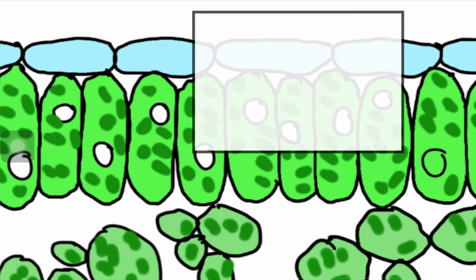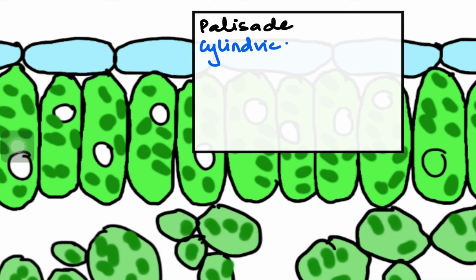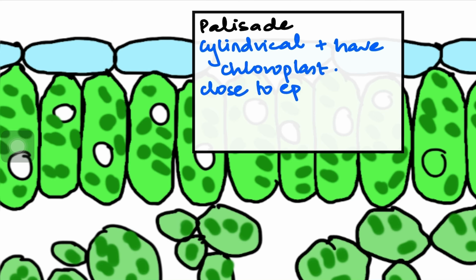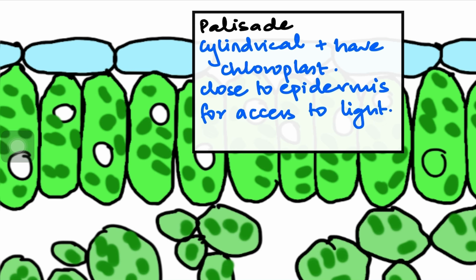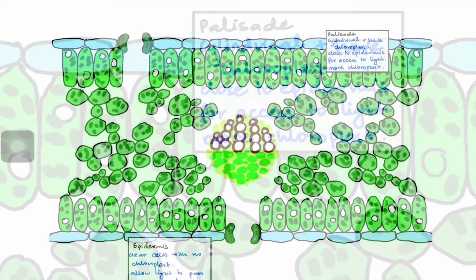Let's talk about these cylindrical cells, which are known as the palisade mesophyll cells. These cells have a cylindrical shape. They are arranged in rows right after the epidermis. They have chloroplast, which means they can perform photosynthesis. They are close to the epidermis for a reason, because they have more chloroplast. They have the responsibility of photosynthesis, so they are close to the epidermis for access to light, so that they get light directly. And they can perform obviously more photosynthesis through their more chloroplast present.